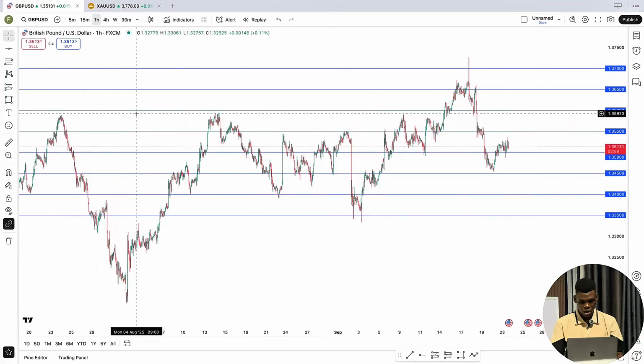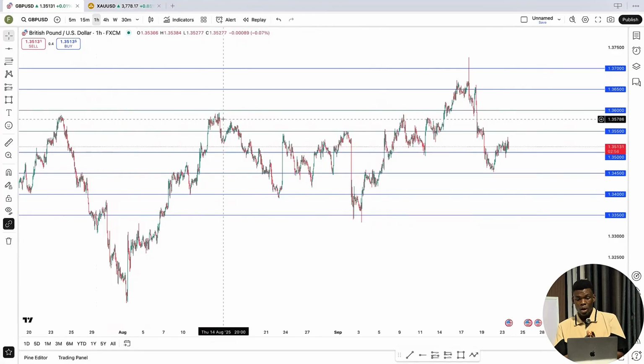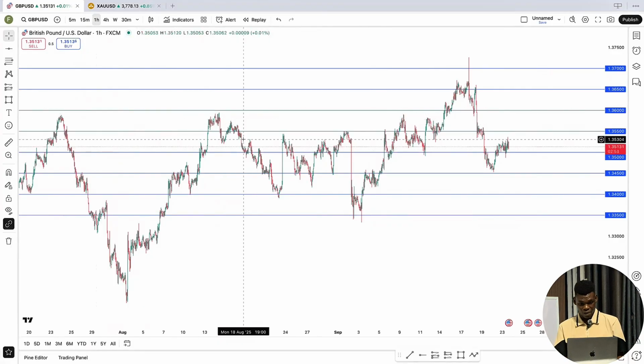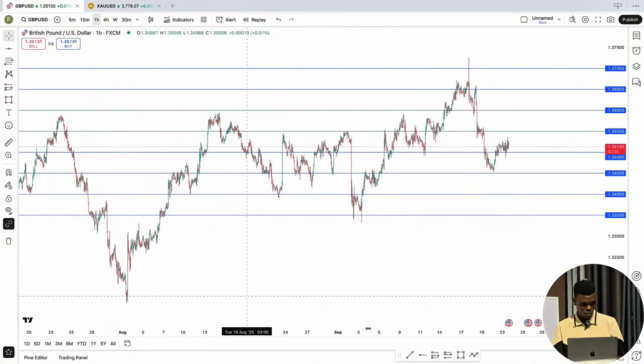So let's go. Let's now check how to use it. I can check it from this 1 hour time frame. You will notice something with psychological level. See, look at this point. Let me mark it. Look at this point.